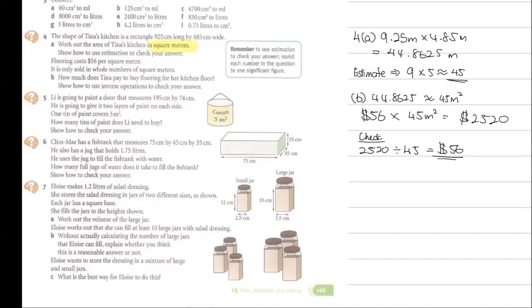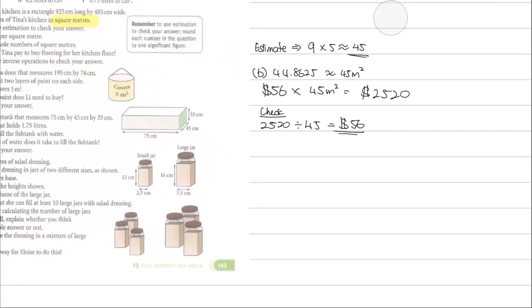Measure this times this. He's going to give 2 layers of paint. So you need to double the layer on each side. So 2 sides. 1 tin of paint covers 5 square meters. How many tins of paint does Lee need to buy? Show how you check your answer.